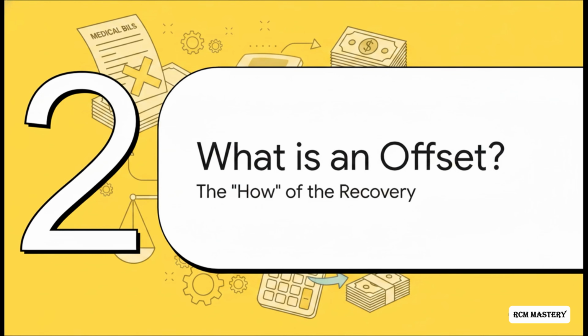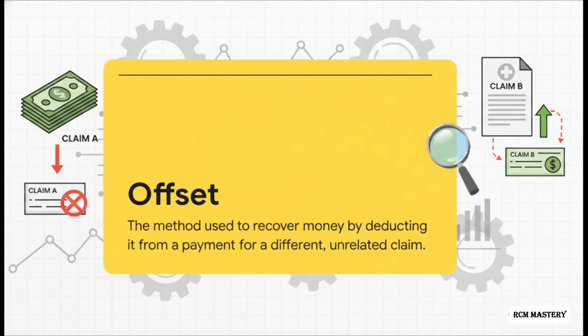Okay, so if recoupment is the why, it's time to talk about our next term, the offset. And you can probably guess, this is the how. An offset is the action the payer takes to get their money. They take that amount they decided to recoup, and they just subtract it from a payment for a completely different claim. So if they decided they overpaid on Jane Doe's claim from last month, they might just take that money right out of John Smith's payment today. That move, that deduction, that's the offset.